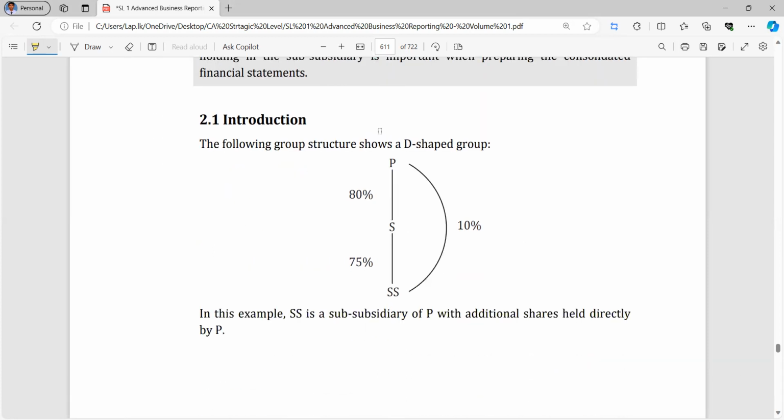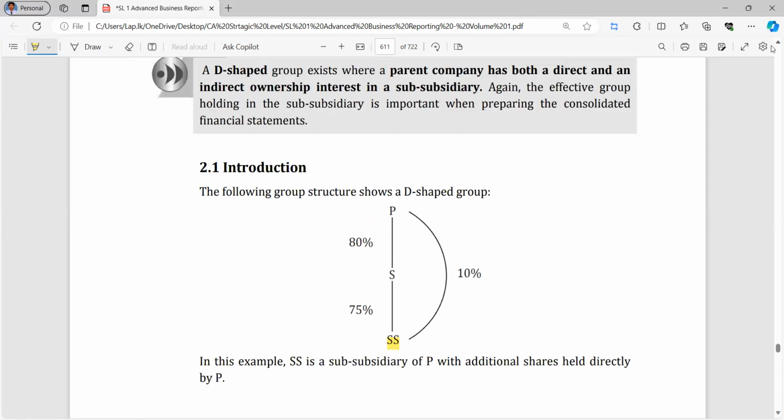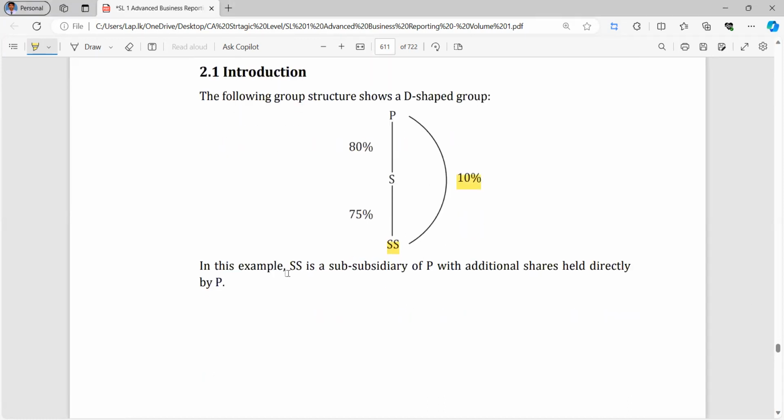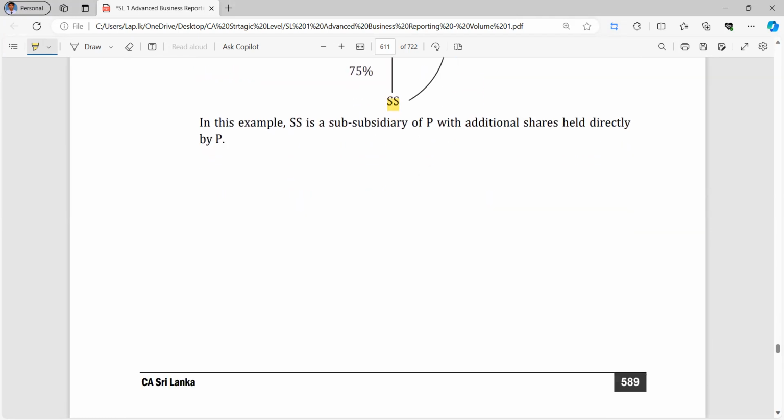As an introduction, the following group structure is a D-shape. The parent holds 80% of S. S holds 75% of SS. This means that from the parent's perspective, SS is a subsidiary through indirect ownership. Meanwhile, the parent also holds 10% in SS, which is direct ownership. That is why it is called a parent having both direct and indirect ownership in a subsidiary. So SS is a subsidiary of P with additional shares held directly by P, right? I think that's clear.